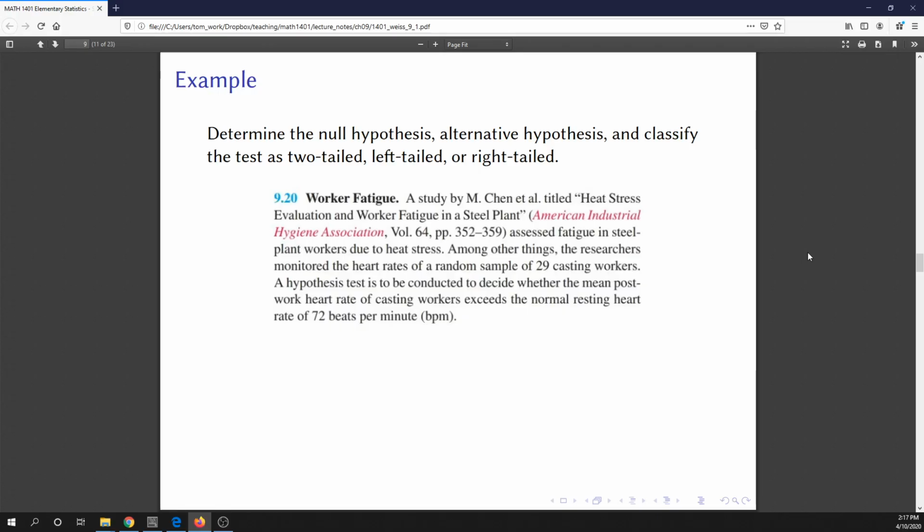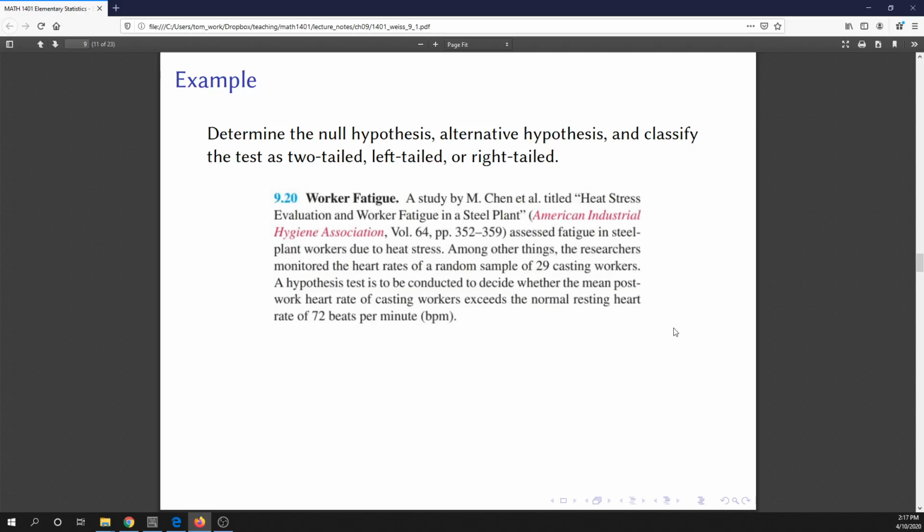Okay, so when we look through this, they're talking about the hypothesis test, and they say that they want to determine whether the mean post-work heart rate of casting workers exceeds, which is another term for greater than, the normal resting heart rate of 72 beats per minute. So they're testing to see whether the mean is greater than 72.